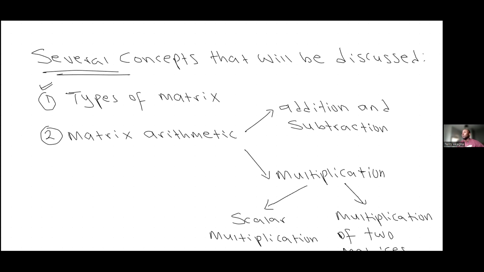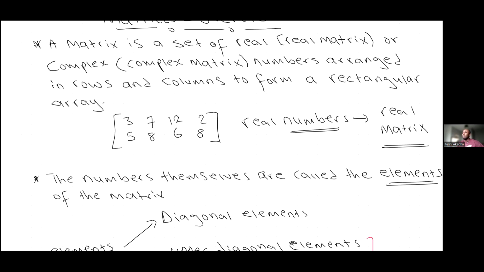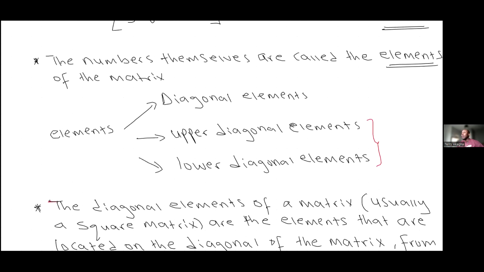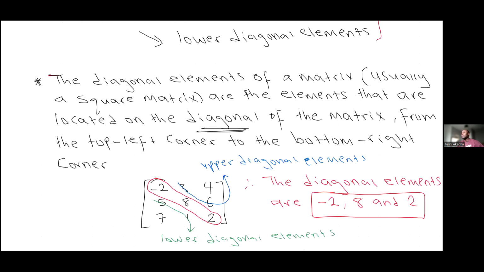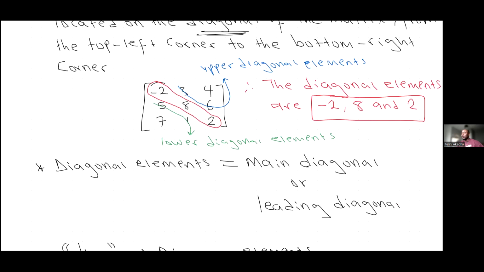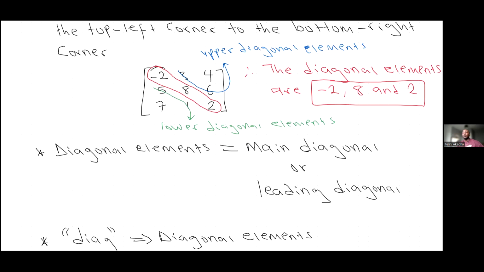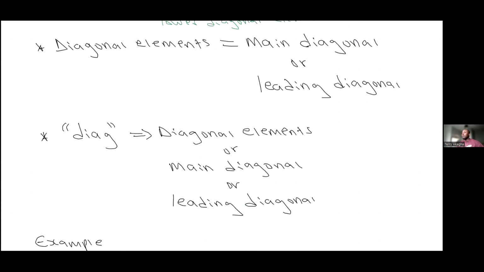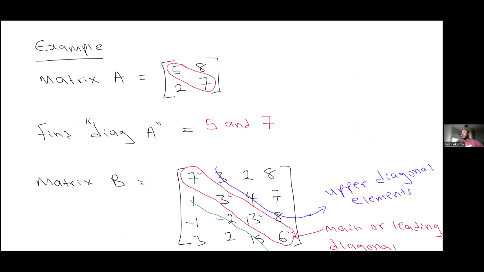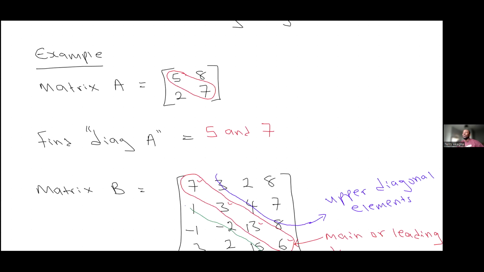So just a quick overview. We've spoken about matrices. I also told you about the elements. We have the diagonal elements, the upper diagonal and the lower diagonal. The upper diagonal are the elements just above the diagonal, while the lower diagonal are elements just below. The diagonal elements could be called the main diagonal or the leading diagonal, and in some textbooks you can see it written as diag. For instance, in this matrix, the diagonal is 5 and 7, the lower diagonal is 2, and the upper is 8.